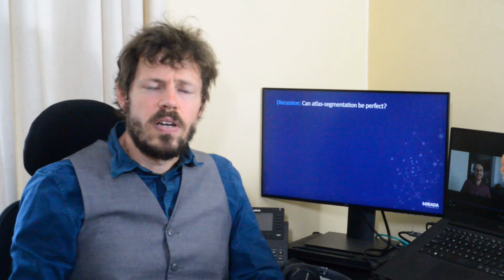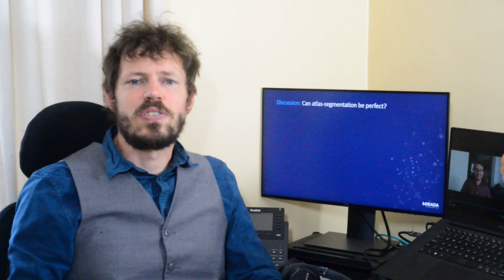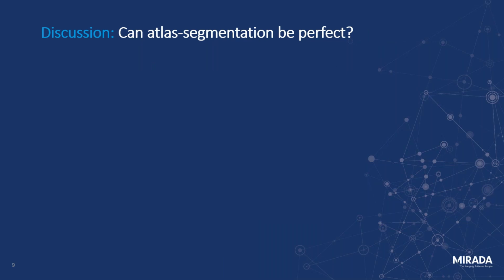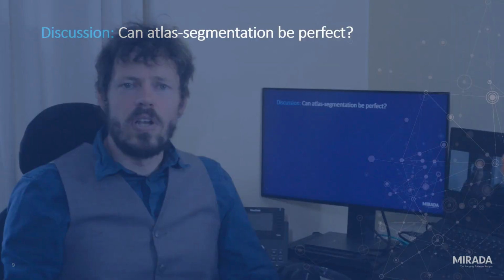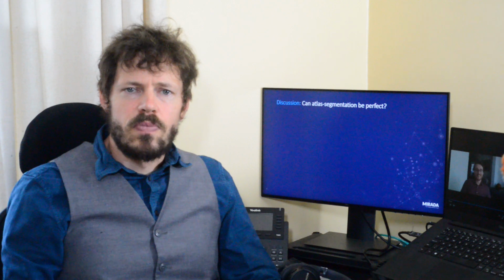So, if we take that question at the start of the paper, can atlas-based contouring ever be perfect? I think this paper has illustrated that potentially it could be. If we can build a big enough database, we could get to a level of performance where the auto-contouring result is near perfect. But it would require two things. First, it requires a very, very large database. And secondly, it requires a way to select atlas.